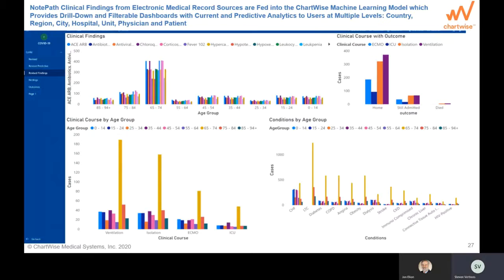This one looks at the clinical findings. So these are the pieces of data we were looking at earlier in the demo with NotePath, and these are the individual findings collected here by age group in the top left, then moving on to the clinical course, are they home, admitted, or died, versus age group, looking at ventilation versus isolation versus ICU. The bottom right is a collection of the conditions that the person had when they came in, broken out by age group.